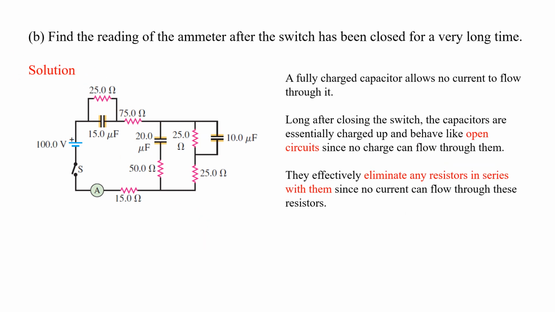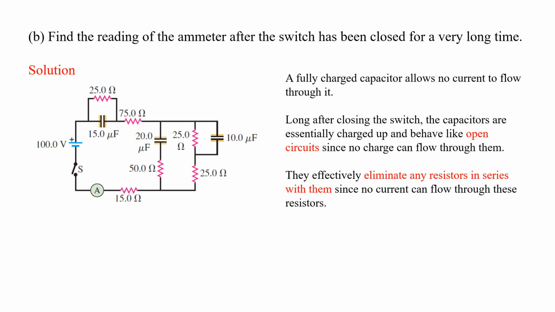Next, let's find the reading of the ammeter after the switch has been closed for a very long time. That is when your time approaches infinity. And a fully charged capacitor allows no current through it. So long after closing the switch, the capacitors are essentially charged up and behave like open circuits, since no charge can flow through them. And if they become open circuits, they effectively eliminate any resistors in series with them.